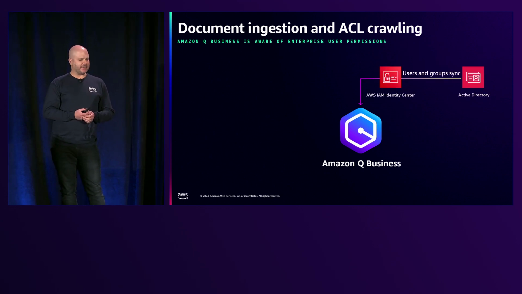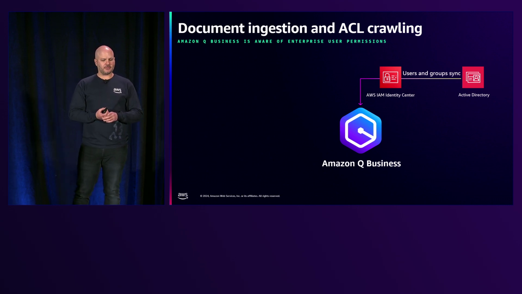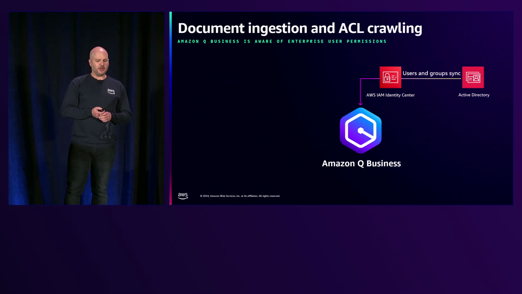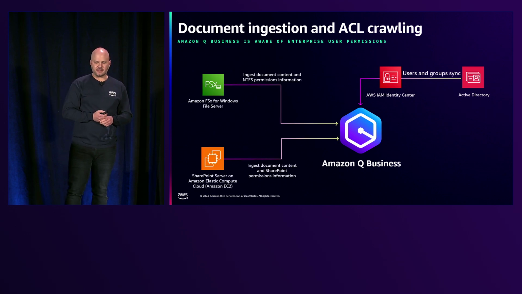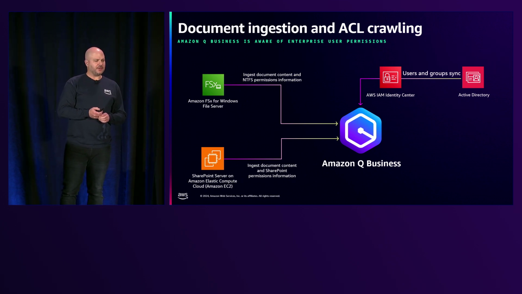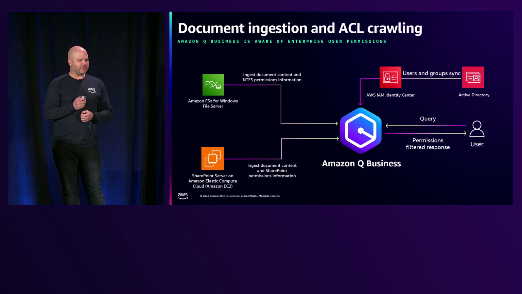And since we're talking about data connectors today that support Microsoft products, it's reasonable to assume that you might be using Microsoft Active Directory to store your user and group objects. In order for QBusiness to filter its responses based on the user's permissions, we synchronize those users and groups from Active Directory into AWS IAM Identity Center. The data connectors for FSx for Windows and the SharePoint server will ingest the document content as well as those NTFS and SharePoint-specific permissions. When a user asks QBusiness a question, it will provide a filtered response which respects those permissions.